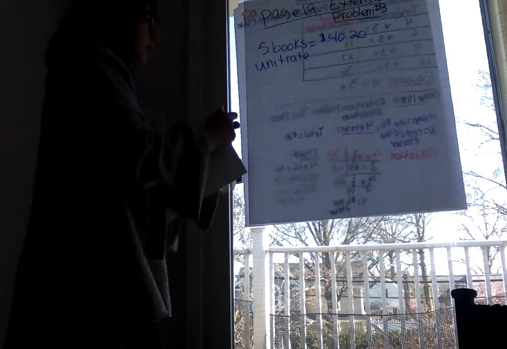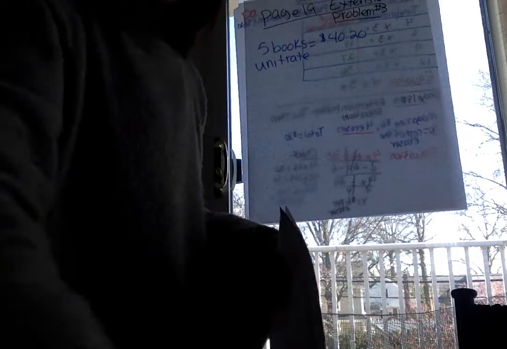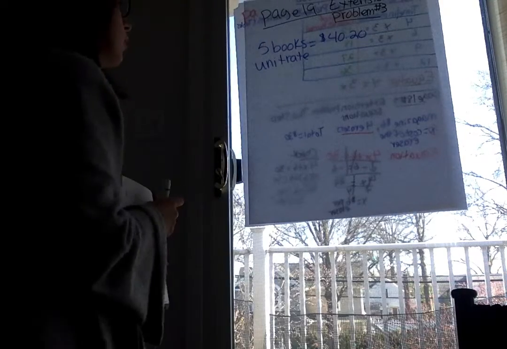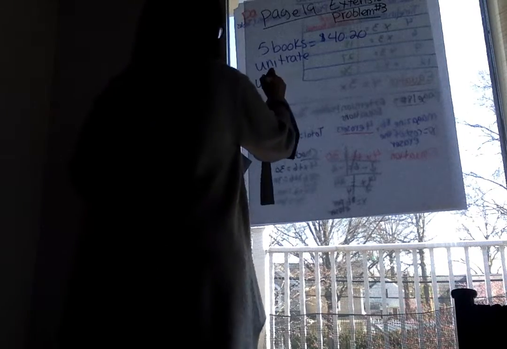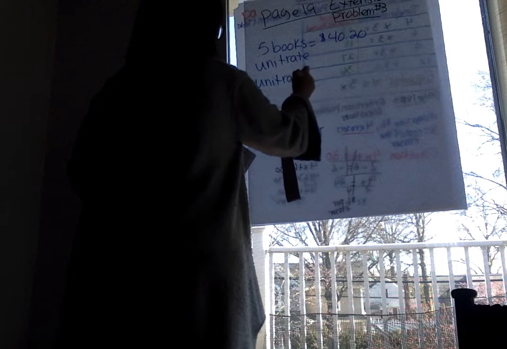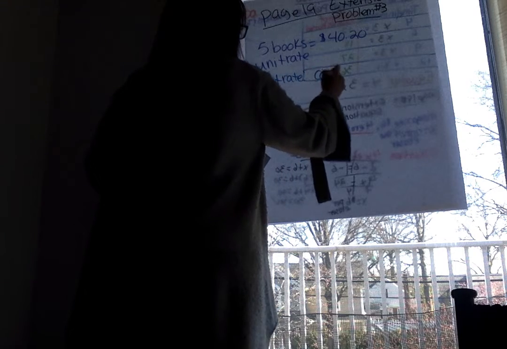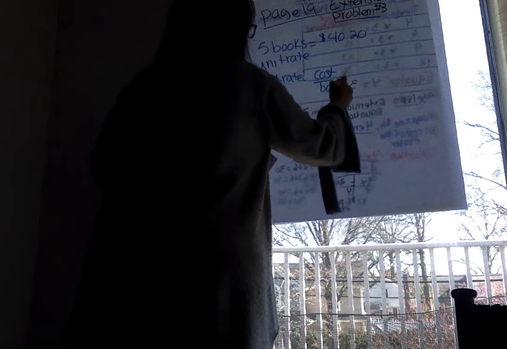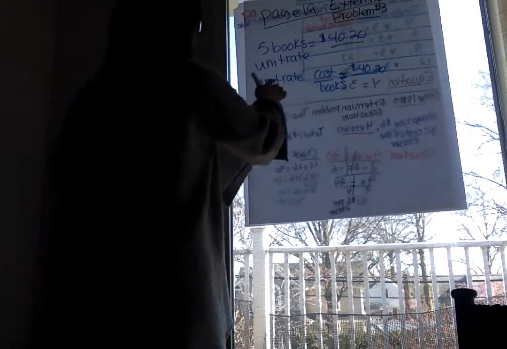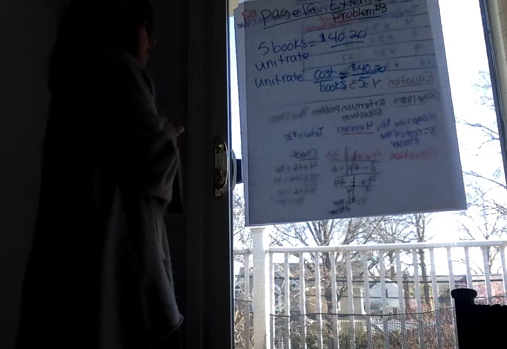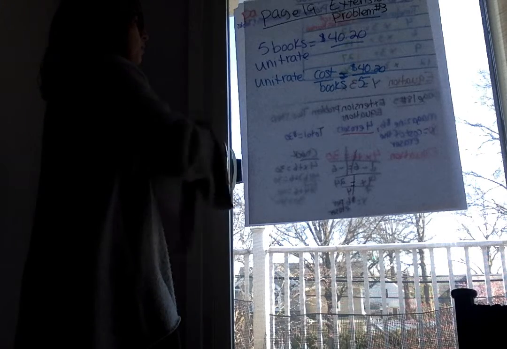So to find the unit rate, I'm going to divide. Well, now I ask myself, what am I going to divide? I'm going to divide the cost by the number of books to figure out how much one is. So I'm going to write unit rate on my paper. I'm going to write cost over books. Now, it's $40.20. That goes on my numerator. Over 5 books. And now when I do the long division, I'm going to figure out how much every book, per book costs.